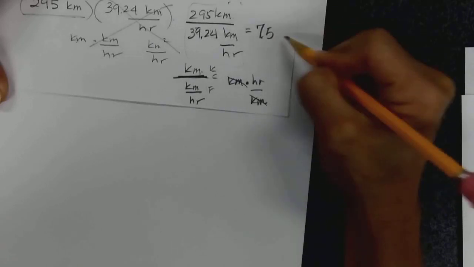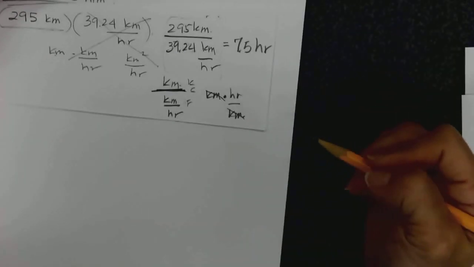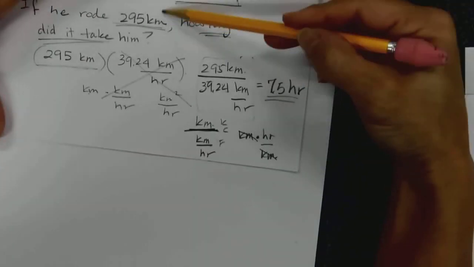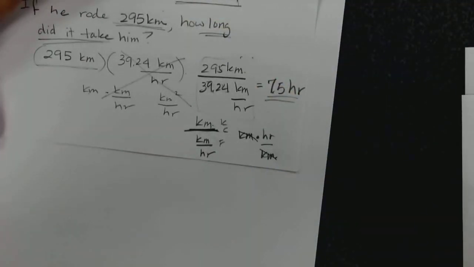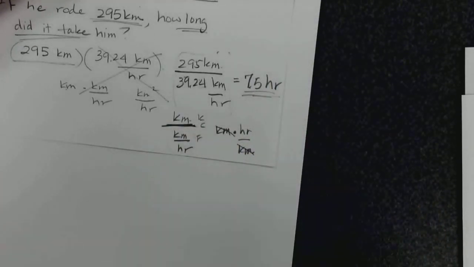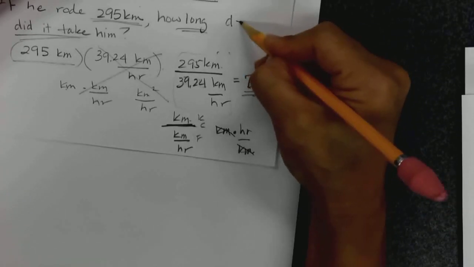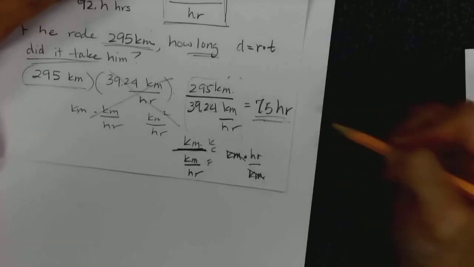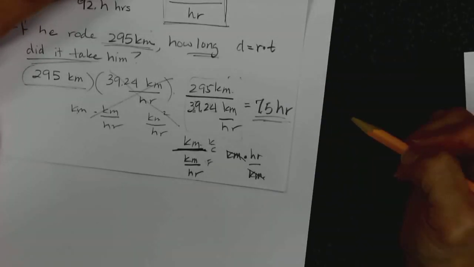And this is about 7.5 hours. So it took him 7.5 hours to ride 295 kilometers. Also remember this. Write this down. 7.5 hours. Now, remember distance is equal to rate times time. He's going faster than some cars.